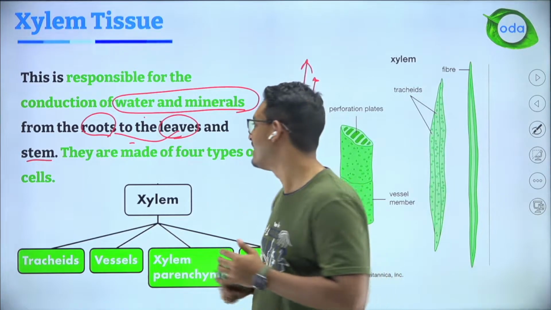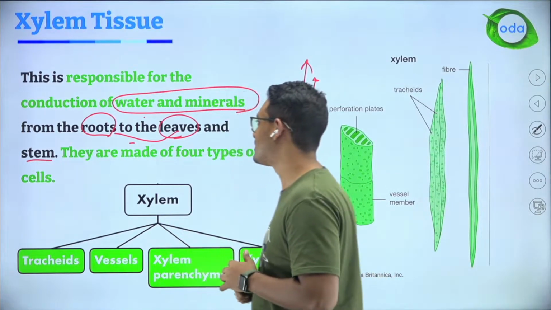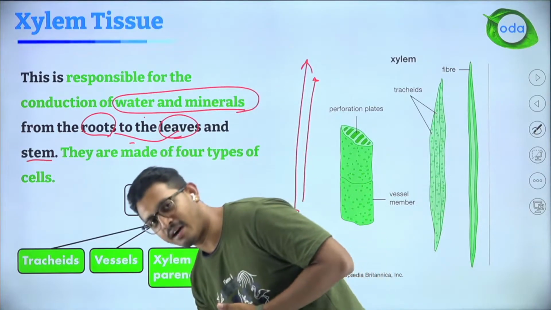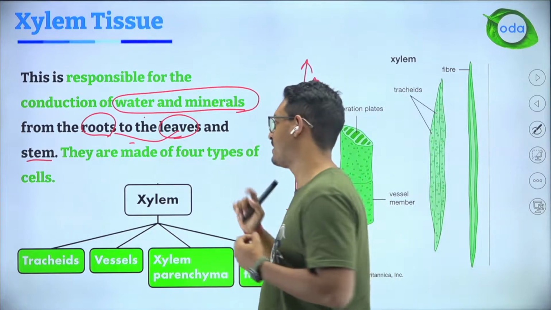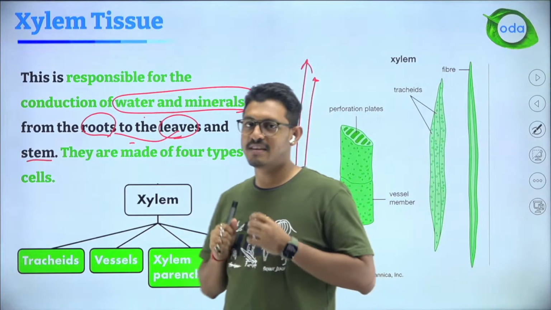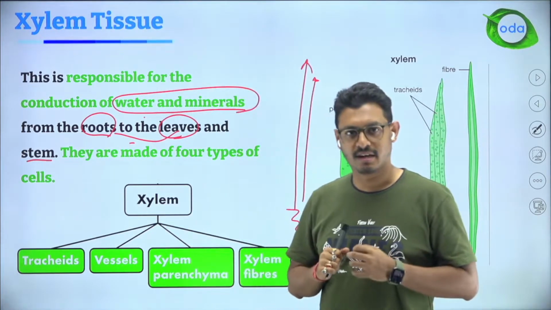So when it comes to xylem, xylem carries water and mineral from down till the top, or you can say the tip of the plant. And that is the reason why they need to be very sturdy and powerful enough.